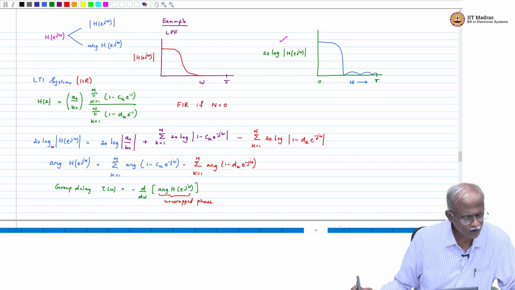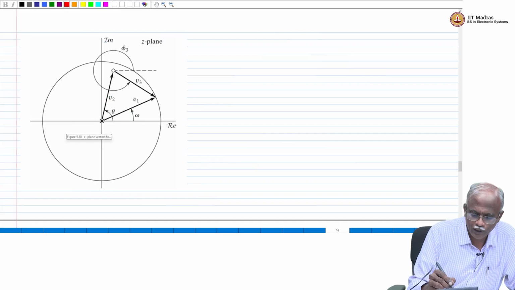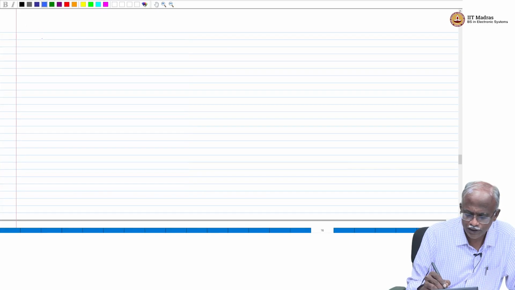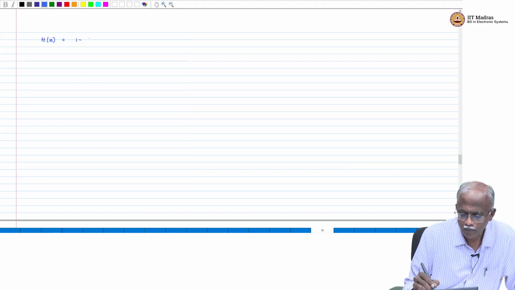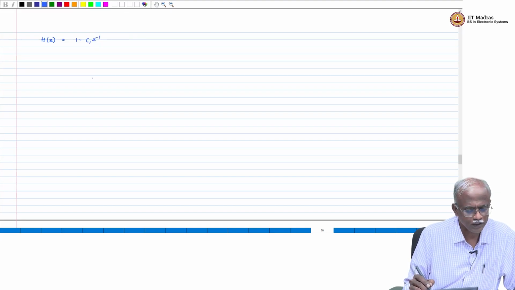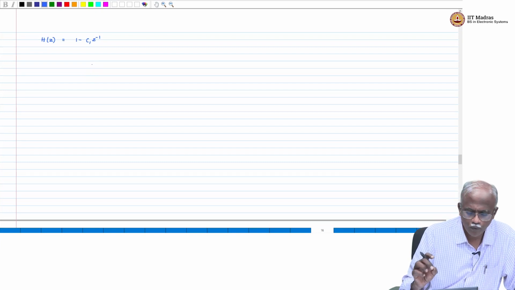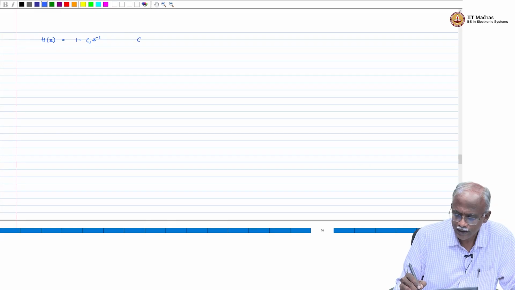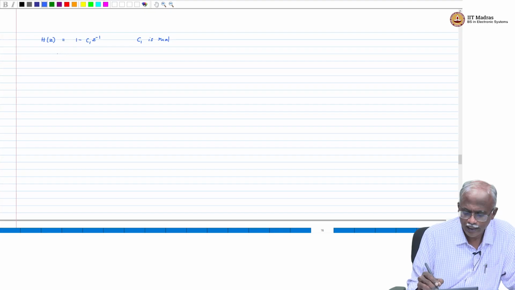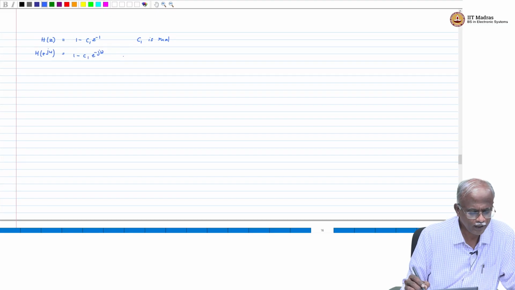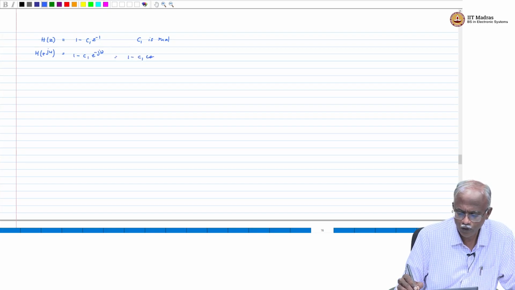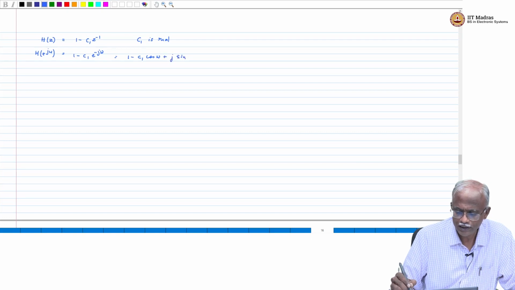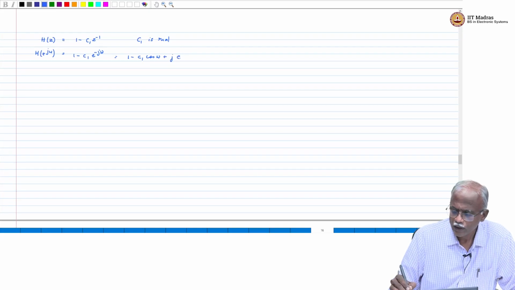So, the magnitude response of the LTI system, let us take a quick look. Supposing I have a first order system, H(z) equal to 1 minus C1 z inverse. We want to look at the behavior of this particular system, and let us say that C1 is real. Then we can expand this as H(e^{j omega}) = 1 minus C1 e^{-j omega}. This can be written as 1 minus C1 cosine omega plus j times C1 sine omega.